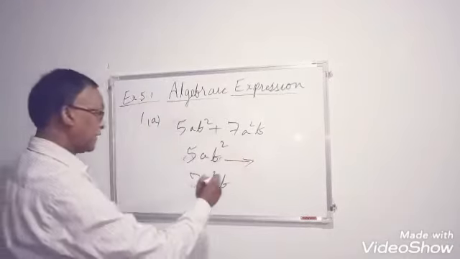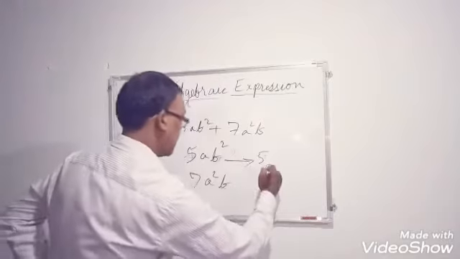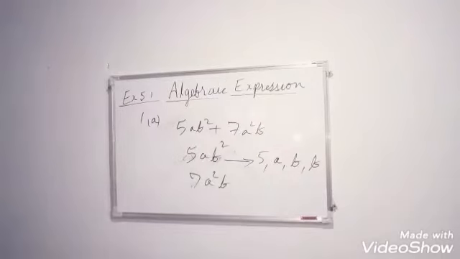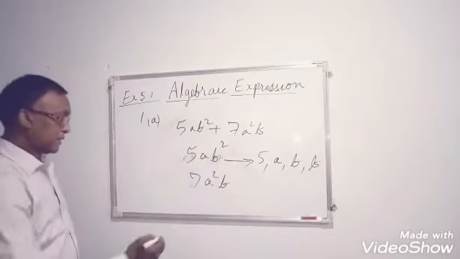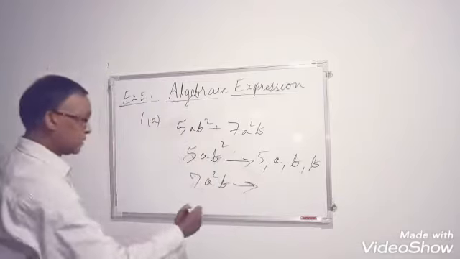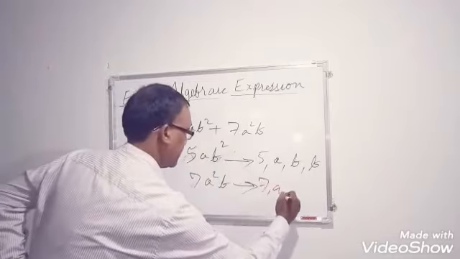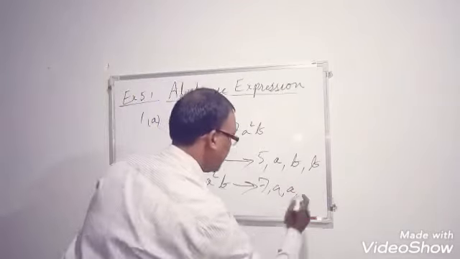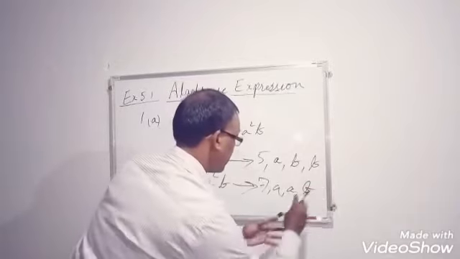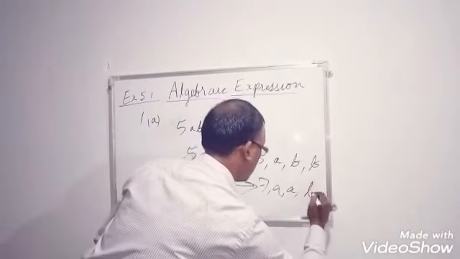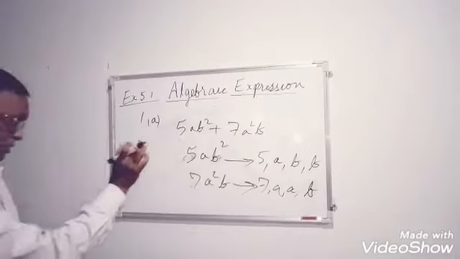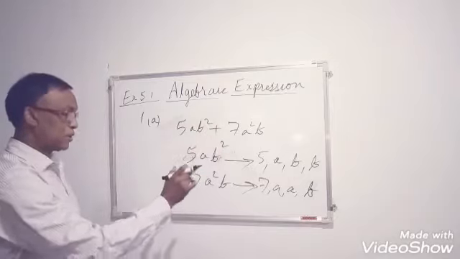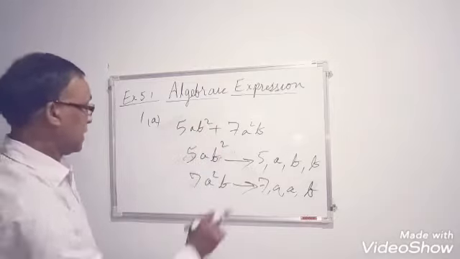The second point, what we have to find out? We have to find out the factors: 5, a, a, b. These are the factors. Secondly, the second term, 7, a, a, b. So I think now it is clear. In this algebraic expression, there are two terms, 5a squared b and 7a squared b, and these are the factors.